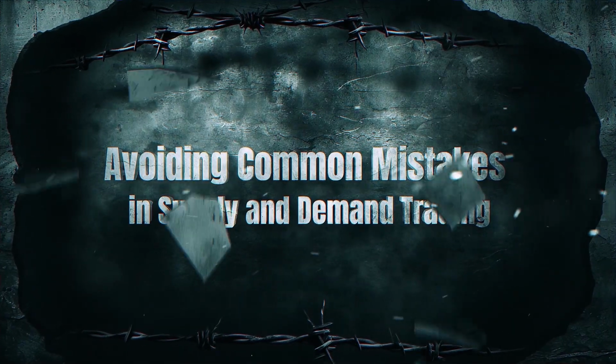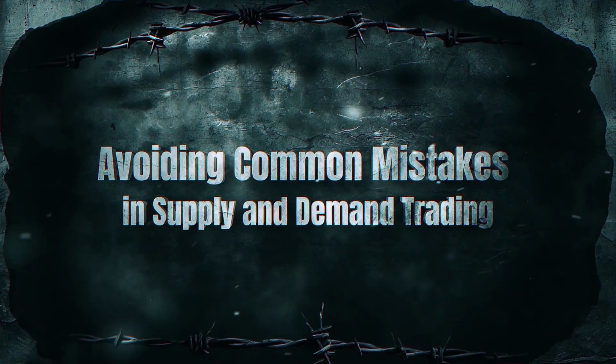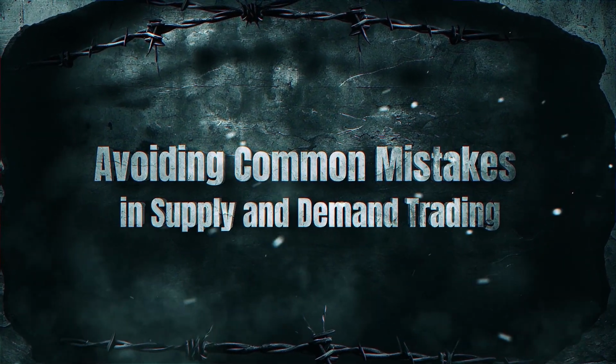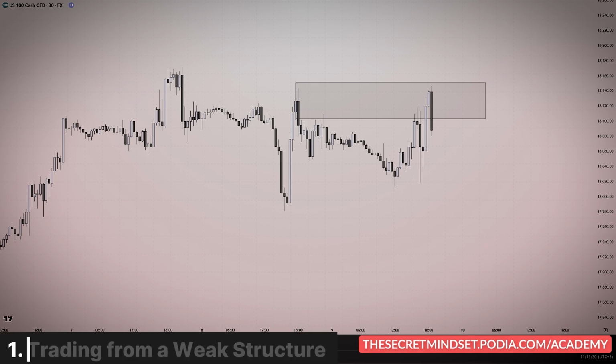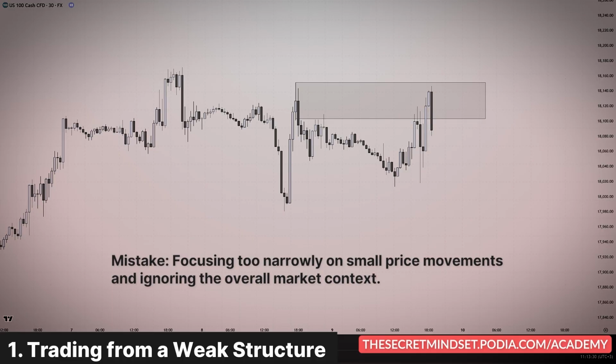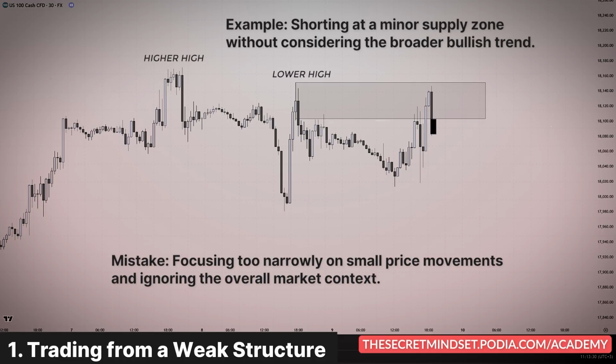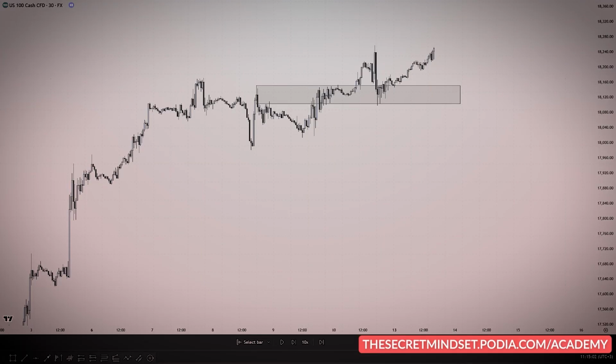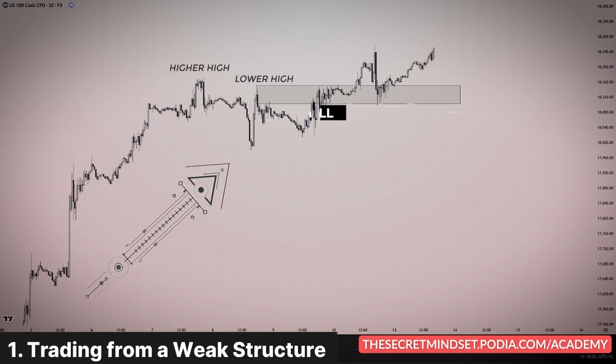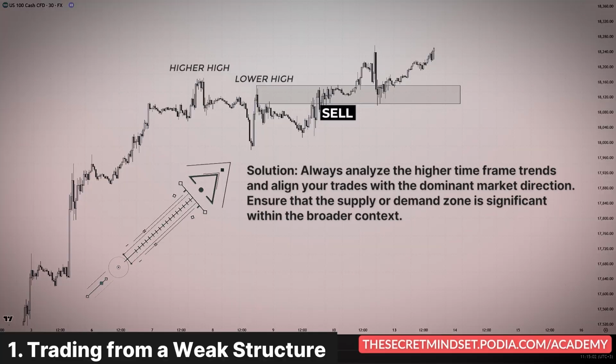Now, let's talk about some of the most frequent mistakes that traders make when it comes to supply and demand, and how you can avoid them. One of the biggest errors is trading from a weak structure. This often happens when traders zoom in too much on their charts and lose sight of the bigger picture. They might see a high that failed to break the previous one and think it's a good supply zone to short. But if the overall trend is actually bullish, they're likely to get smashed trading against that dominant direction. So always consider the broader context before entering a trade.